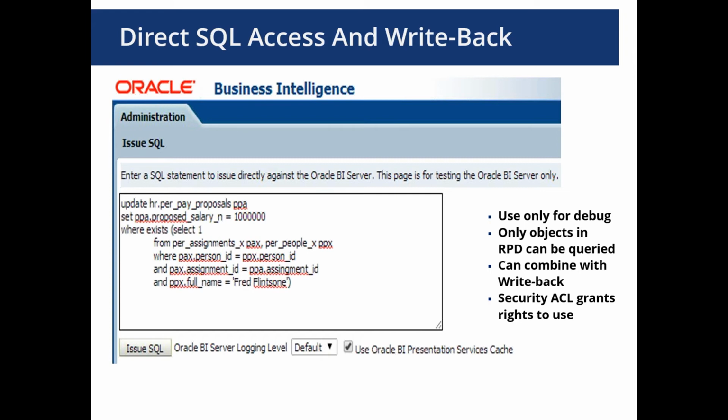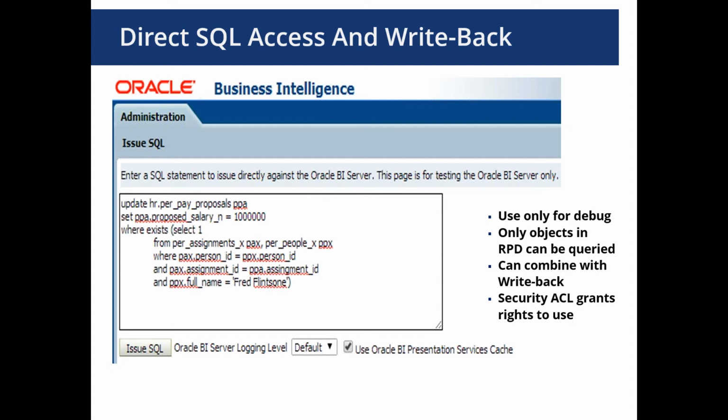Direct SQL access. This is standard functionality of OBIEE. It allows you, primarily built for debugging purposes, to enter a SQL statement. I've chosen to talk about 7 and 8 here together because I think write back, as you can see from the demonstrative example I have here, could be quite a risky proposition.